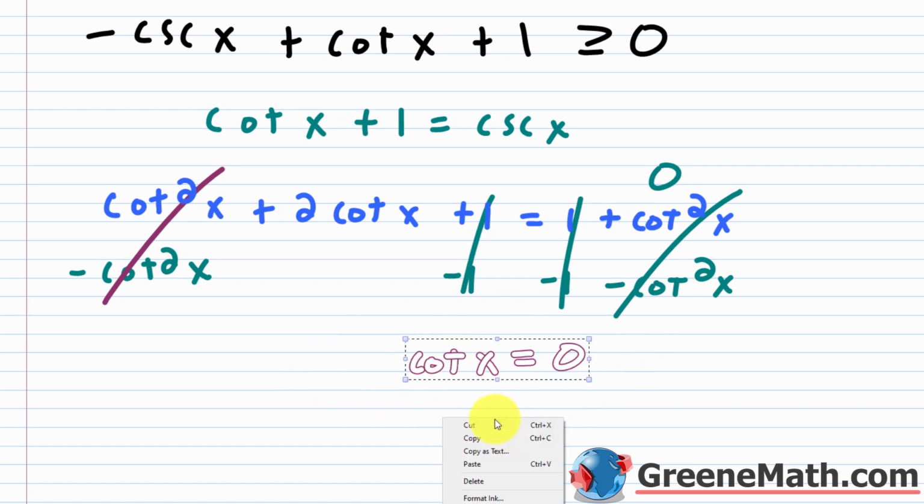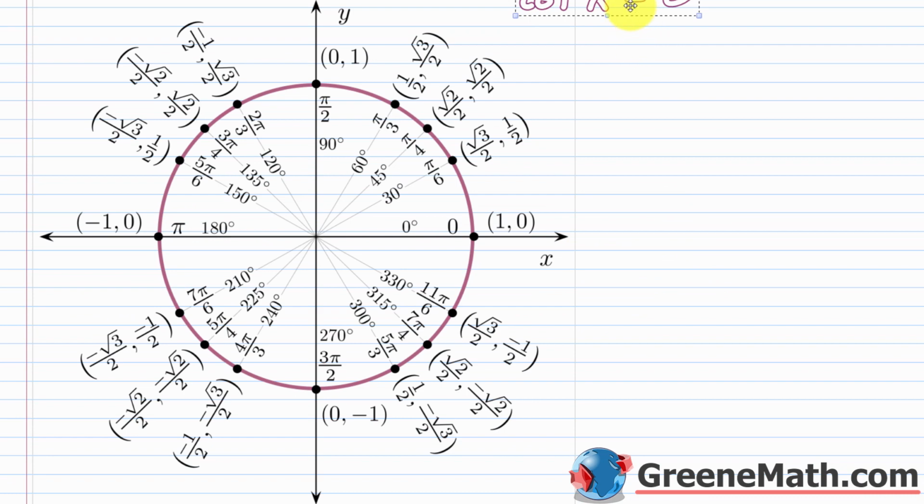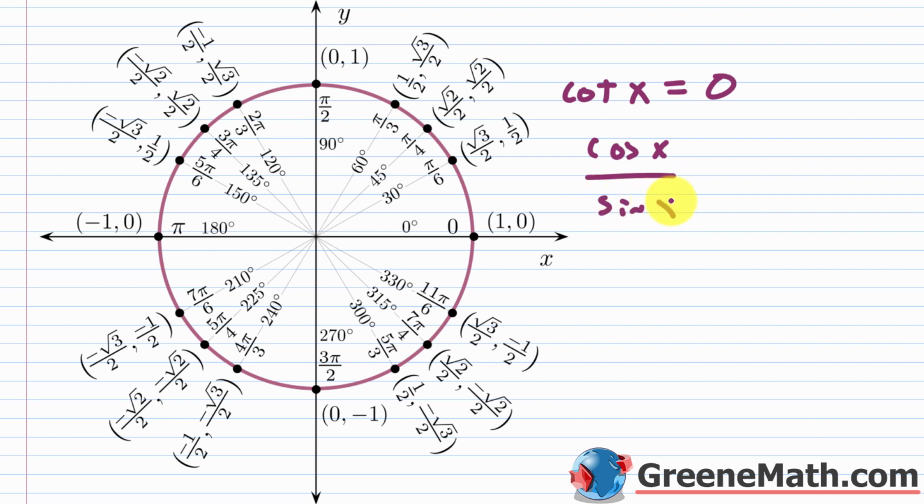So let's think about that for a moment. Let's grab this real quick. Let's come down here and paste this in. Again, if I think about the cotangent of x, this is the cosine of x over the sine of x. So where would that be equal to 0? Well, it's where the cosine value is 0 and the sine value is not 0. So you're going to see that that's going to be right here at pi over 2, and then that's also going to be right here at 3 pi over 2.